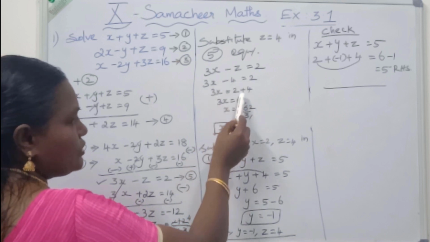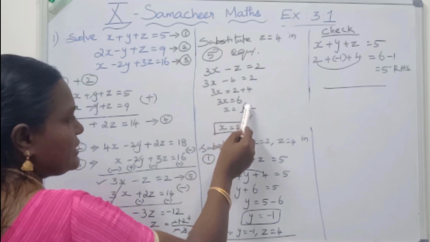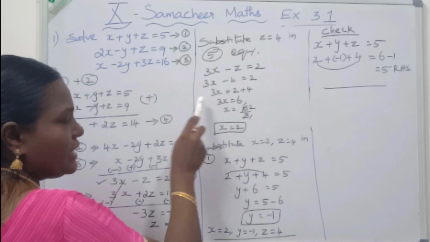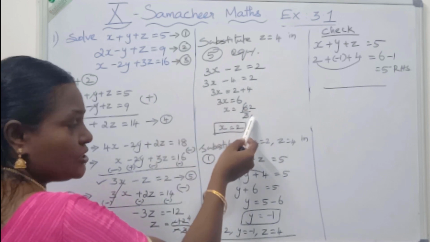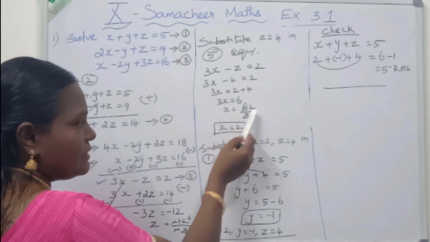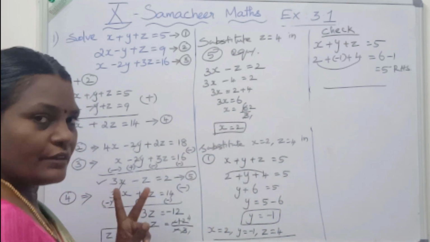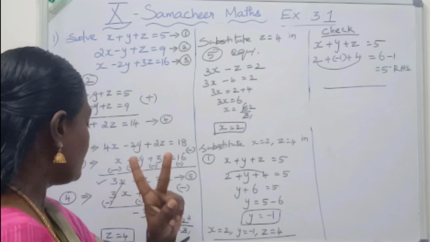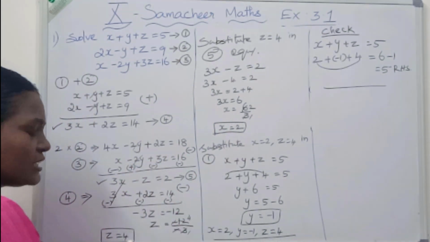So 3x equal to 6, so x equal to 6 by 3, because 3 is in multiplication; while you transpose, it becomes division. So 1 3 is 3, 2 3s are 6. So the value of the variable x is 2. So we have found the values of the two variables, one is x, another one is z.